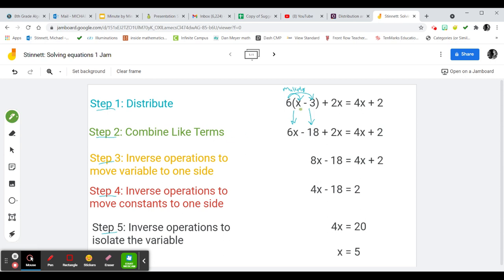So now that we have distributed, and we have our 6x minus 18 here, and when I say minus 18, that's the same as negative 18, okay? Those are interchangeable. We can use those the same way. The second thing we want to do, our second step, is combine like terms. And again, guys, we've done this, right?